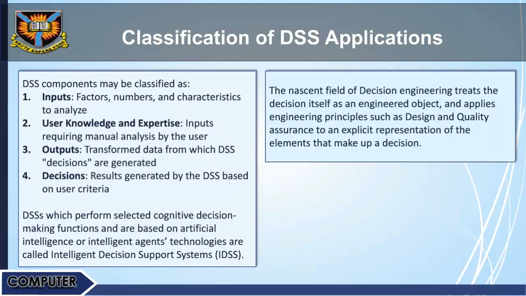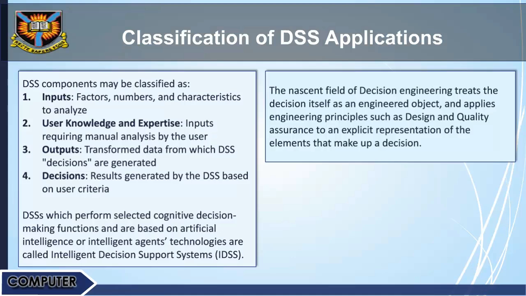Inputs, factors, numbers, and characteristics to analyze. 2. User knowledge and expertise, inputs requiring manual analysis by the user. 3. Outputs, transformed data from which DSS decisions are generated. 4. Decisions, results generated by the DSS based on user criteria.